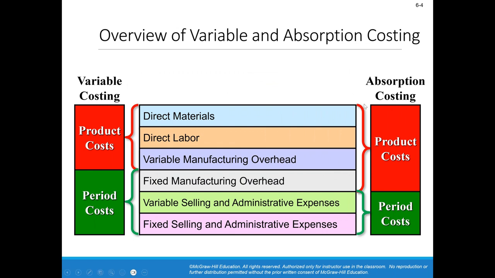So we've been looking at variable costing, where we're saying that the fixed manufacturing overhead is a period cost. Whereas under absorption costing, we're going to put the fixed manufacturing overhead and variable manufacturing overhead into the product cost. And that is really going to be what our product costs are. This is really more the financial product cost that will appear on our financial statements.